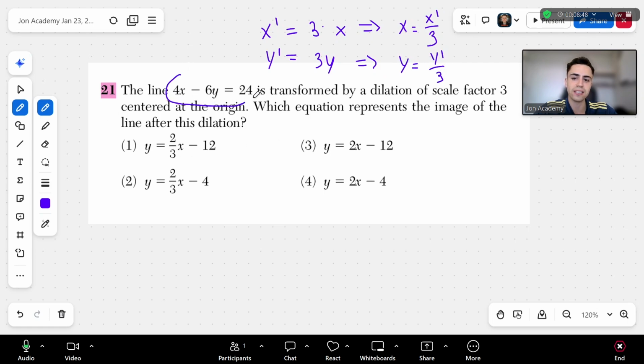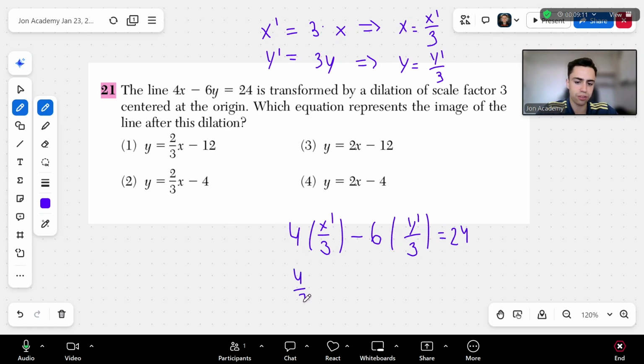Now we can plug that into this formula, the original line, and see what happens. So 4 times x prime divided by 3 minus 6, and then instead of y, we write y prime divided by 3, and this equals 24. And now if we expand the whole thing here, what are we getting? 4 thirds x prime, and minus 6 divided by 3 is going to be minus 2y prime equals 24.